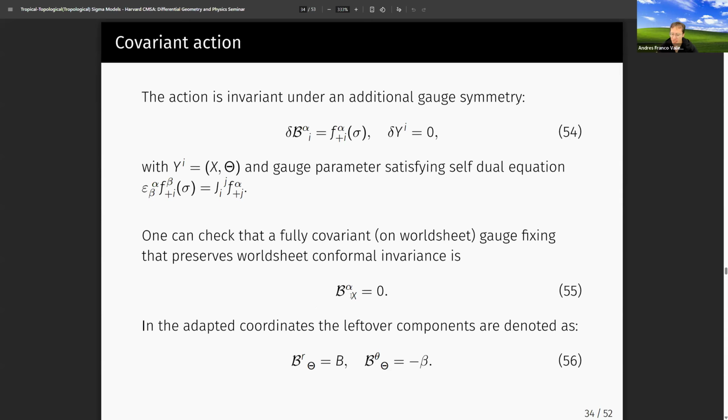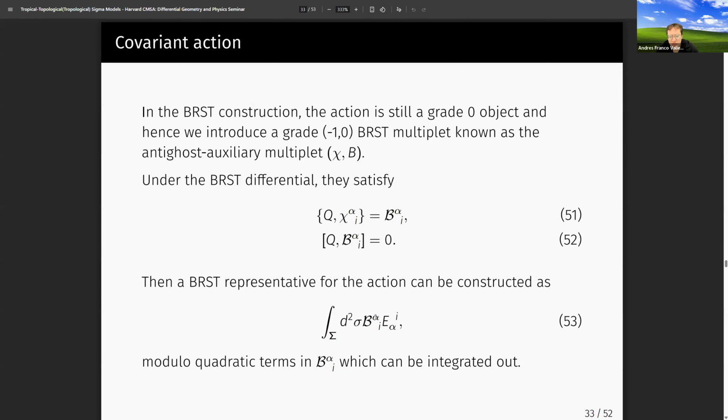And so maybe let me go back a little bit, because I need to introduce some notation. Sorry. These alpha Greek indices are going to run from 1 to 2. I forgot to mention that. So they're running over the coordinates on the world sheet sigma. And these I indices are going to run over the target space coordinates. So that's the capital X and the big theta, okay?